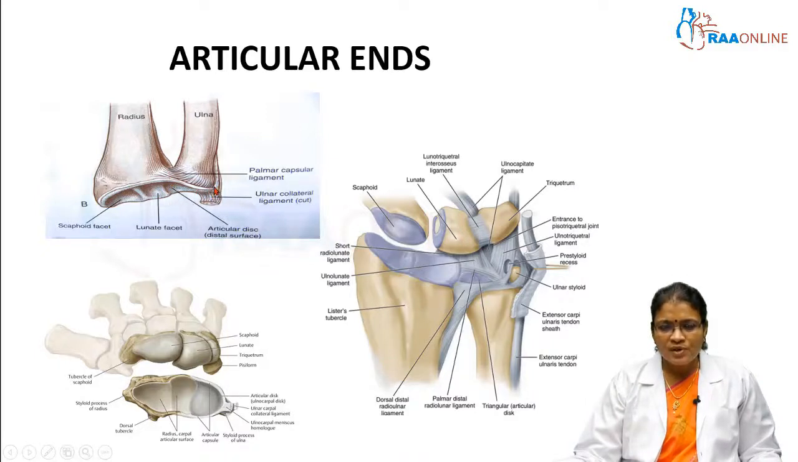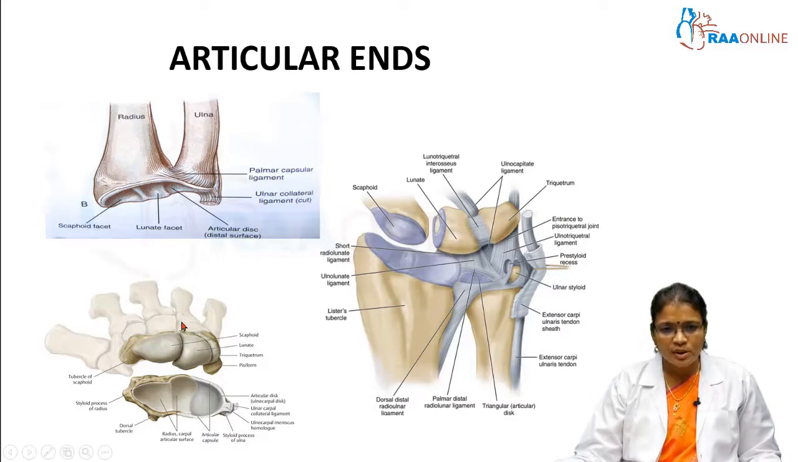The apex of the triangle is attached to the tip of the styloid process, and the base of the articular disc is attached to the distal margin of the ulnar notch of the radius. So this is the articular disc which forms the articular surface.